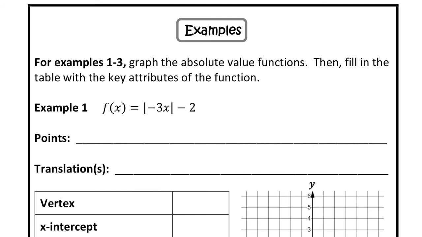Okay, so this is what I usually do. I do expansion and compressions. I do the inside, like here, in red. So there's a -3 being multiplied inside. So anything that's happening inside is going to be horizontal. And there's also a negative, so there's a reflection.